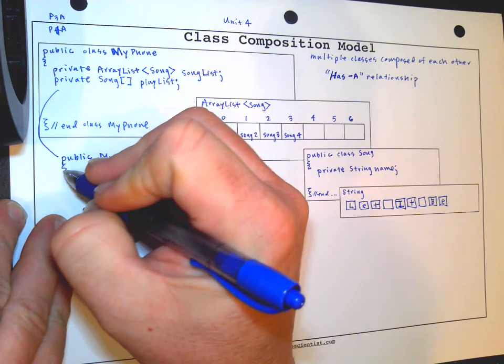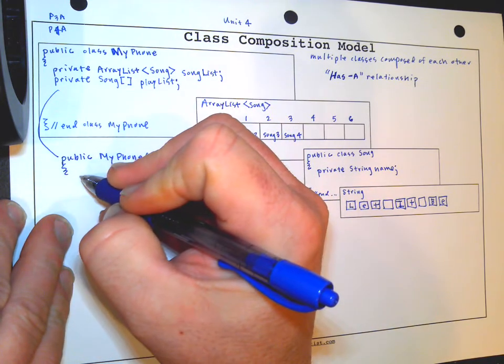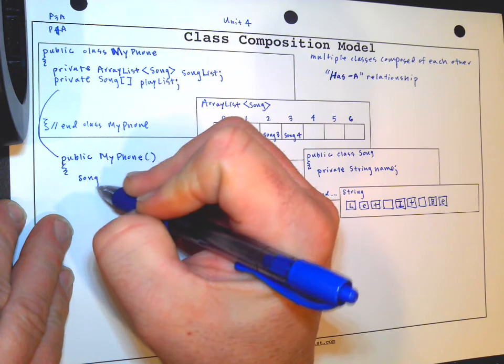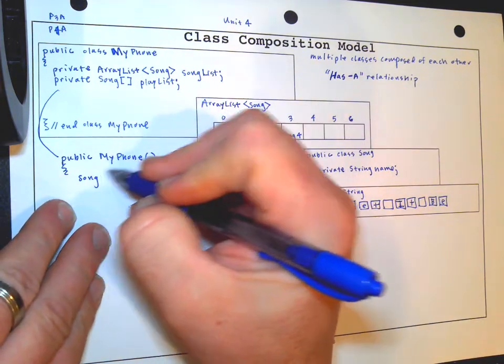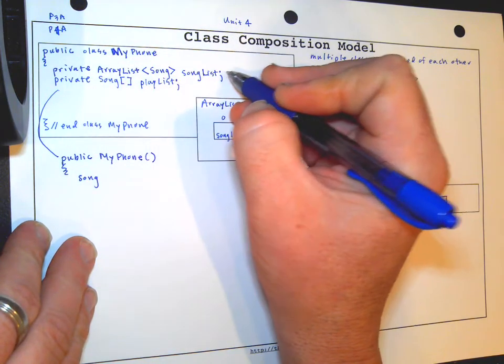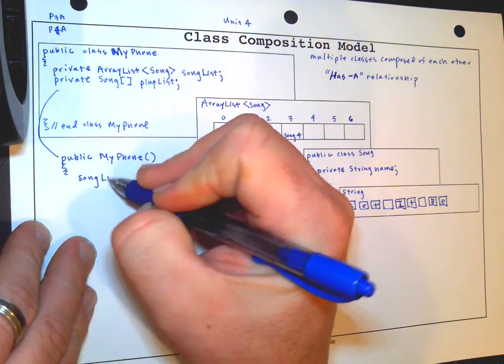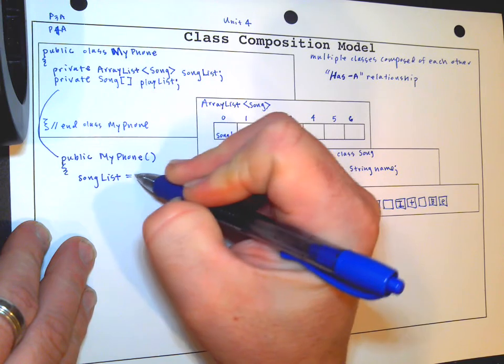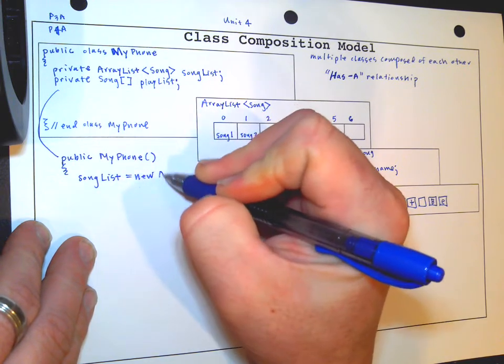And for the zero-arg constructor, we'll probably just put blank stuff in it. Now we should initialize everything in the constructor. So here we declared it, but don't write equals new yet. In here, we're going to say songList equals new ArrayList.